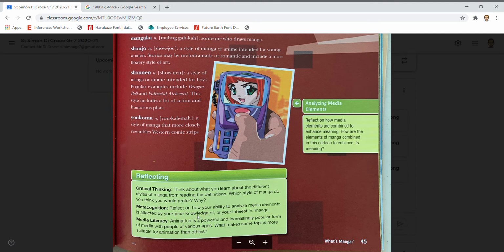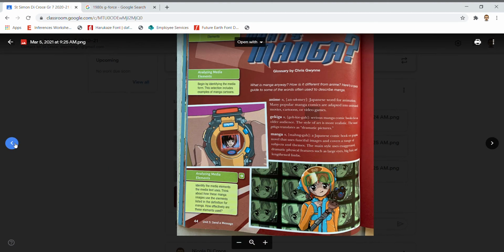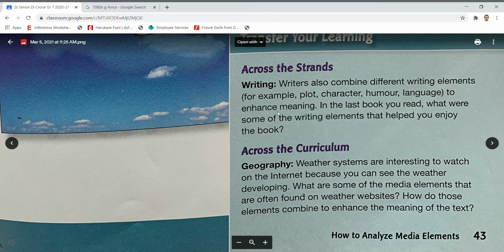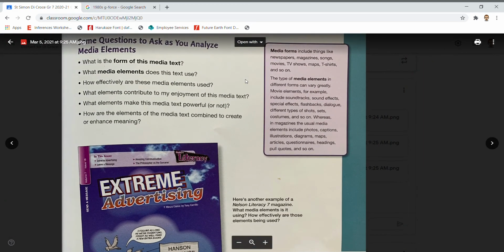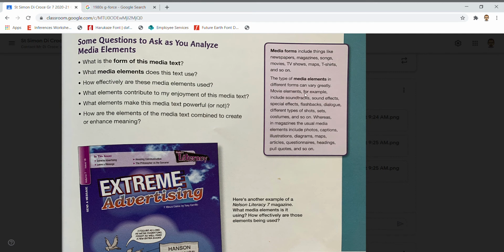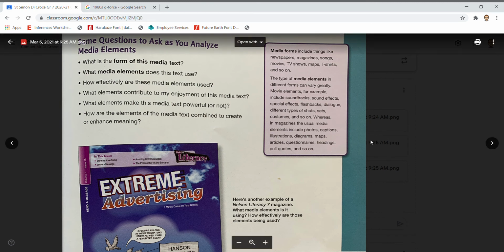Affected by your prior knowledge of or interest in manga. Reflect on how your ability to analyze media elements. Okay, so go back to media elements. Go back to the definition of what media elements are, and what's in it. What's in the manga and the anime here that really captures your interest and tries to express a theme.